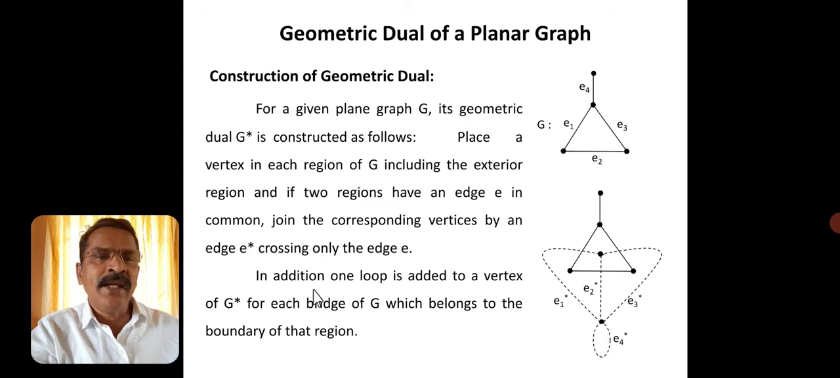Then in addition, one loop is added to a vertex of G star for each bridge of G which belongs to the boundary of that region.